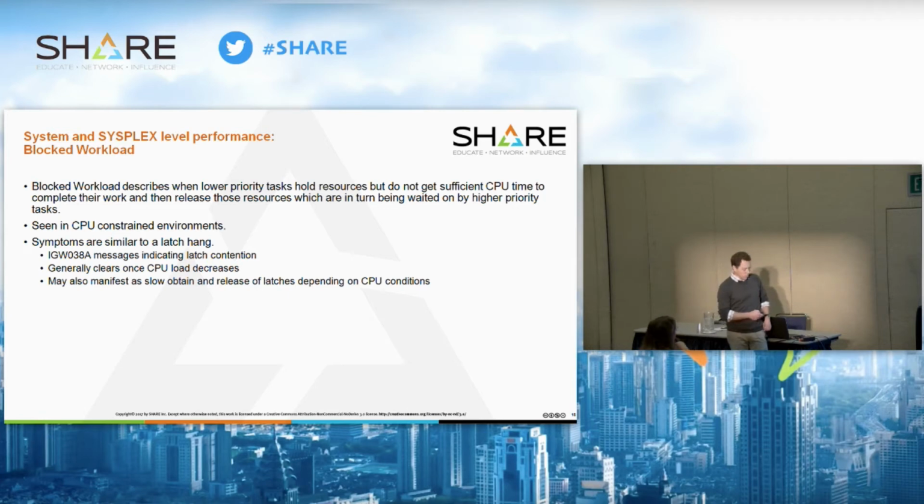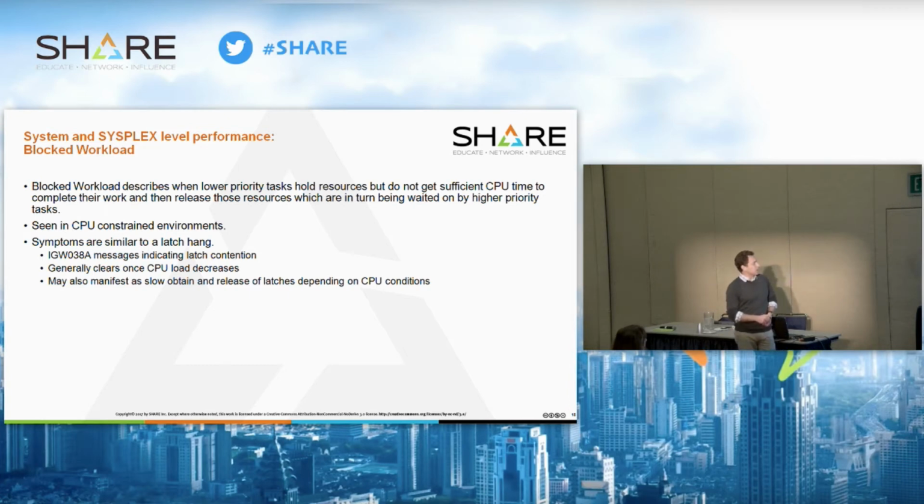And again, this is primarily seen in CPU constrained environments. So if you're running basically pegged at 100% constantly, you could be at risk for this. The symptoms of blocked workload are very similar to a latch hang. You're going to see IGW38A messages, which is our internal monitor's way of saying, hey, resources have been held that are being contended on for longer than a particular interval. Perhaps you need to take a look at this.